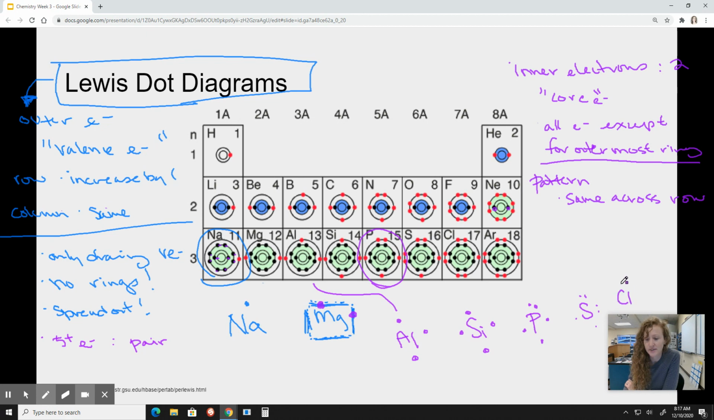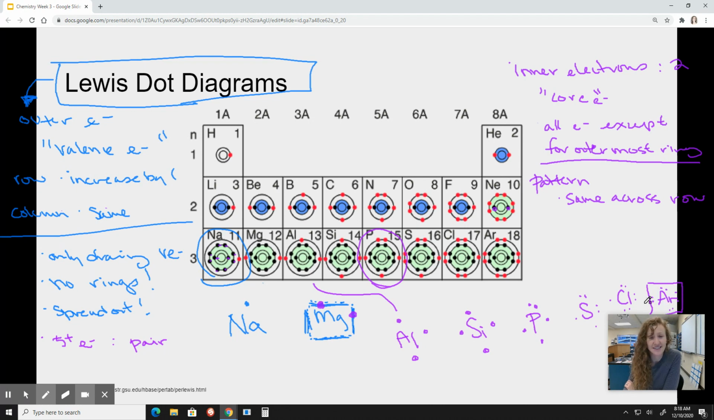All right, chlorine's going to have 7. 1, 2, 3, 4. 5 is going to pair. 6 is going to pair. 7 is going to pair. And then argon, 1, 2, 3, 4. 5 will pair, 6 will pair, 7 will pair, 8 will pair. Notice argon is almost, well, I'm not going to say it's perfectly drawn because it's not, but argon is perfectly completed. Every single electron is paired around argon.